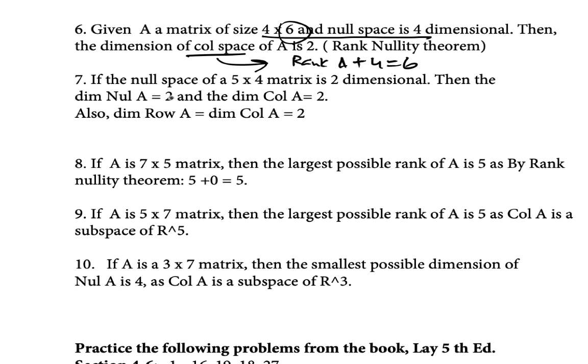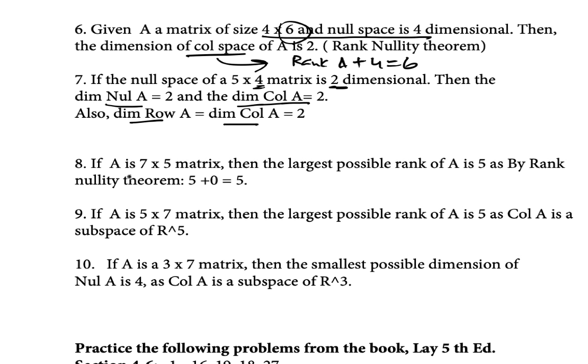Okay, let's look at another example. If the null space of a 5 by 4 matrix is 2-dimensional, then the dimension of the null space is 2. And because it has 4 columns, by the rank nullity theorem, the dimension of the column space is also 2. And we also know that the dimension of the row space is the same as the dimension of the column space, which is 2.